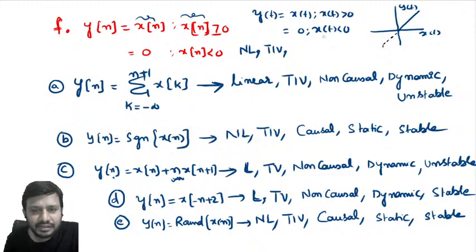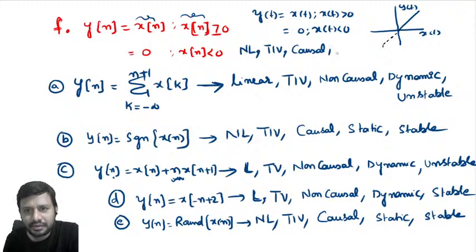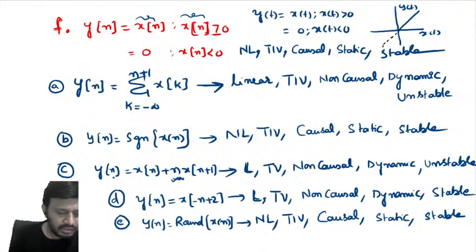And it is causal. Output at any time instant is depending on input at that instant only. Causal. And is it stable or unstable? Bounded input will produce bounded output only. So static, stable. In this way you are going to answer. Stable. Bounded input will produce bounded output. y of n is equal to x of n. If x of n is bounded, output will be bounded. Right? Hope this is clear for all of you.